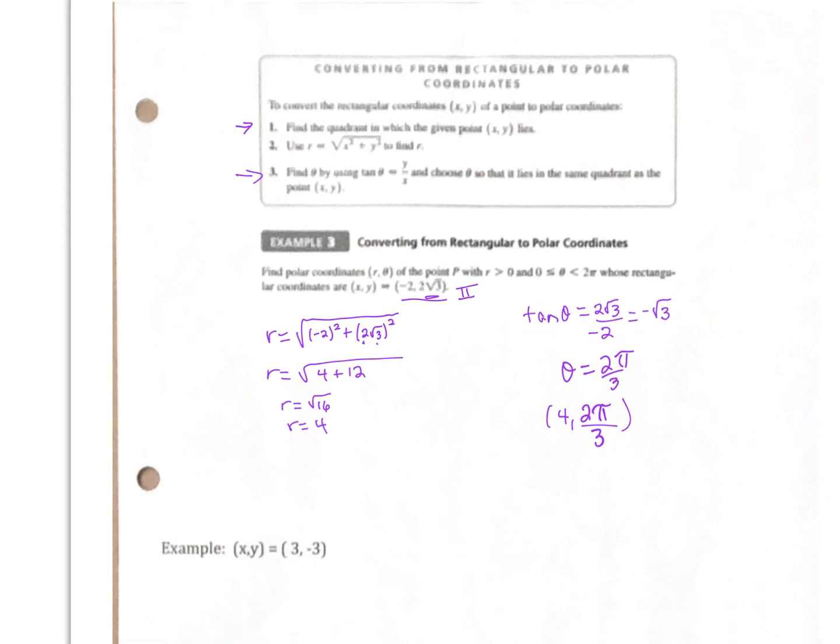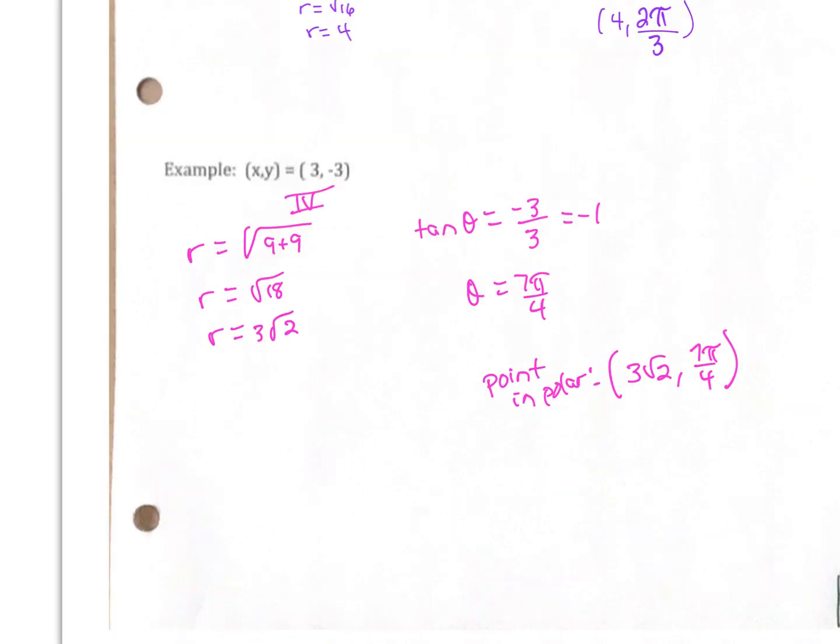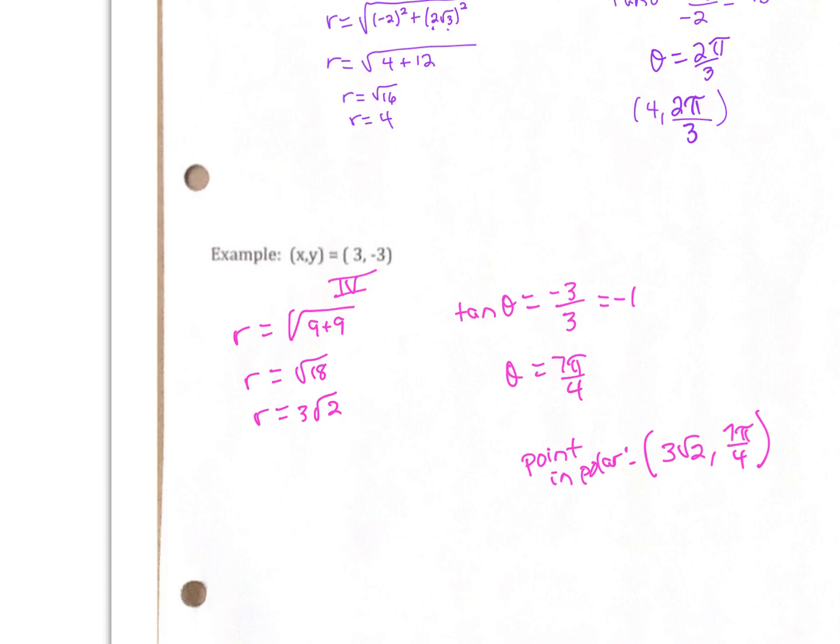Okay, should we work through the other one of that, or do you think you're good? Do you want to try it yourselves? Did you get that? 3 root 2, comma 7 pi over 4. Tangent of theta is negative 1, and you've got to look in quadrant 4.